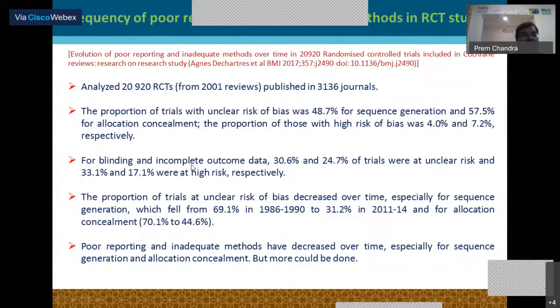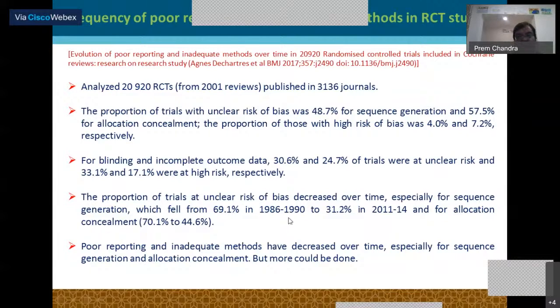And for blinding and incomplete outcome data, it was unclear in 31% and 24%. Again, it's about one third of the proportion. It wasn't clear. And then the proportion of trials at unclear risk of bias decreased over time, which is a significant finding, especially for sequence generation, which fell from 69% in 1986 to 31.2% in 2011 to 14, which is a great achievement, I would say, because bringing it down from 69 to 31%, more than a 50% reduction, is a great achievement.